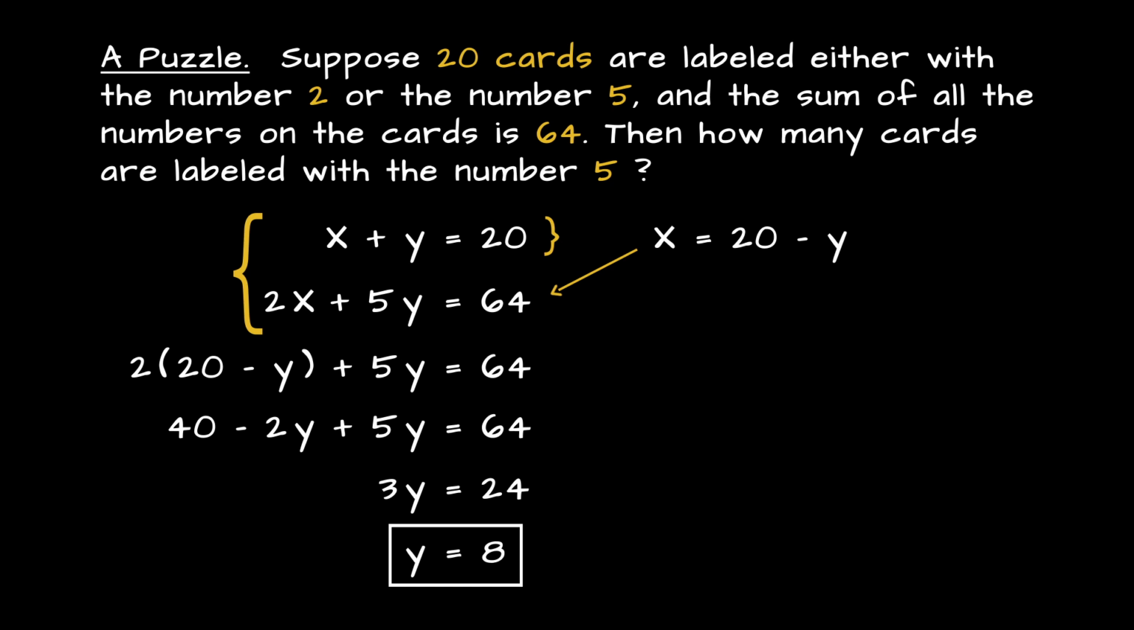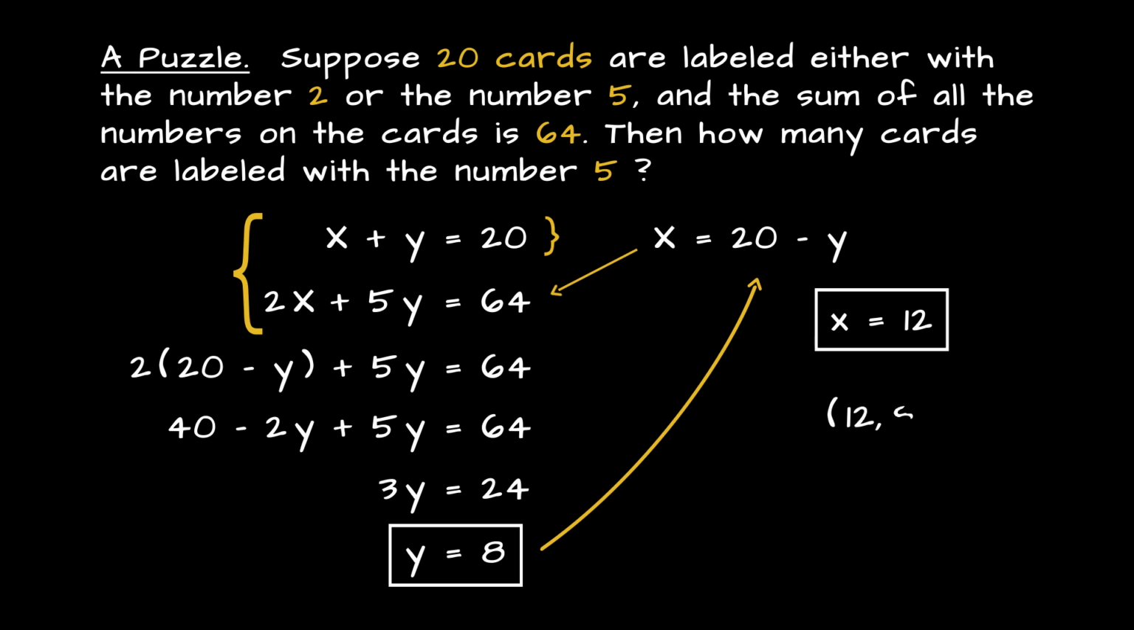And by the way, we can go ahead and solve for x as well by substituting y equals 8 back into the first equation. That immediately gives us that x is 20 minus 8, or 12. So we can also say that there are exactly 12 cards labeled with the number 2. And in fact, this system of equations, as we've just shown, has exactly one solution. The solution is x equals 12 and y equals 8, which can be represented as a single ordered pair of numbers, (12, 8).